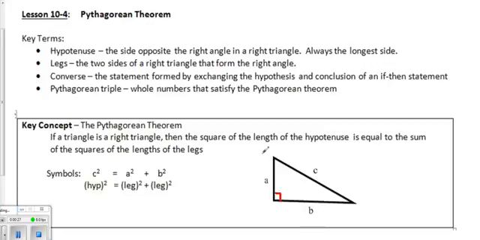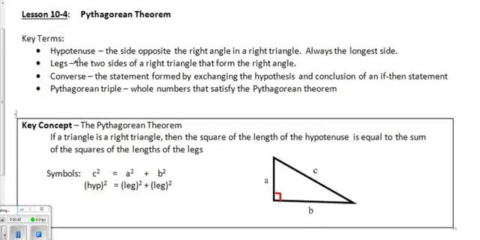As long as your triangle has a 90-degree angle, the side that is across from the 90-degree angle is called the hypotenuse. So the hypotenuse is the side opposite of the right angle in a right triangle. It's always going to be the longest side as well, because it's across from the biggest angle, so it makes the biggest side.